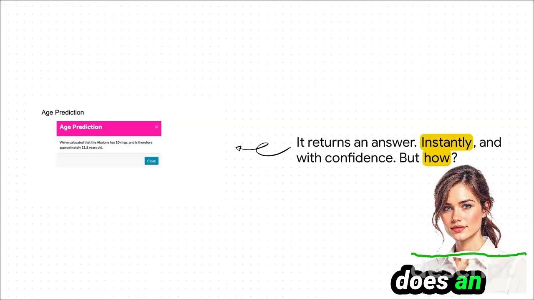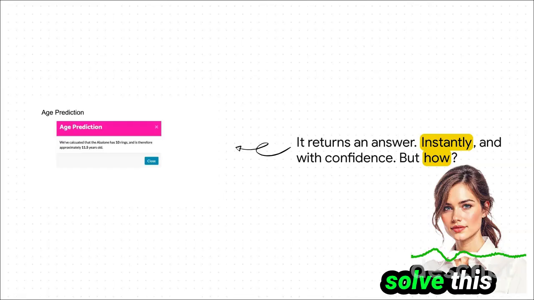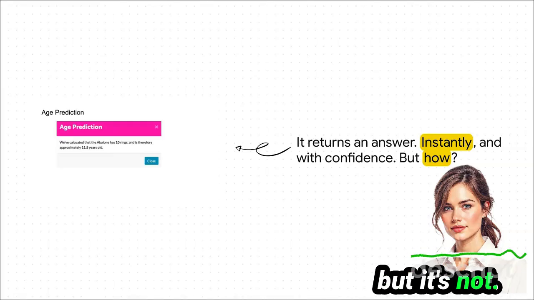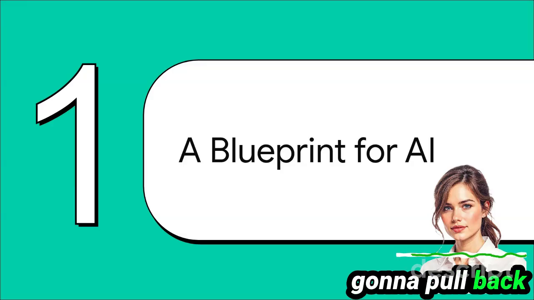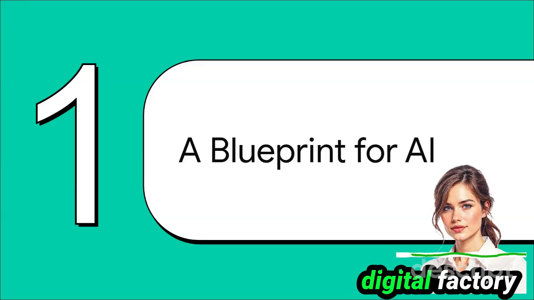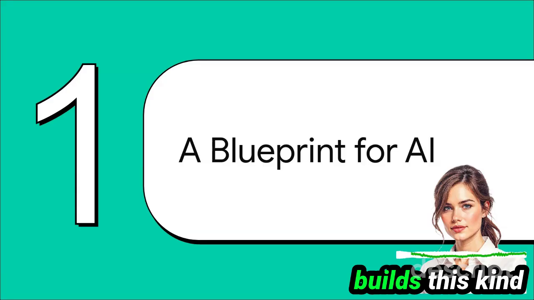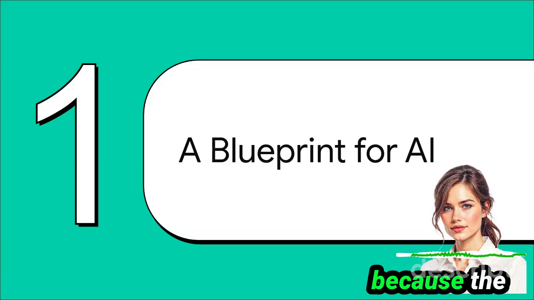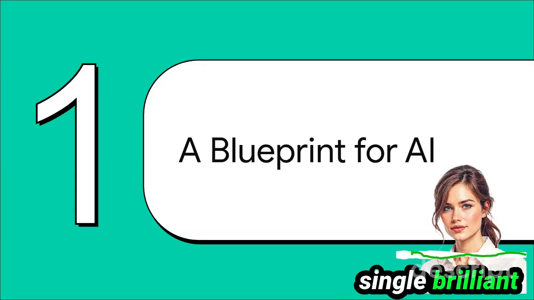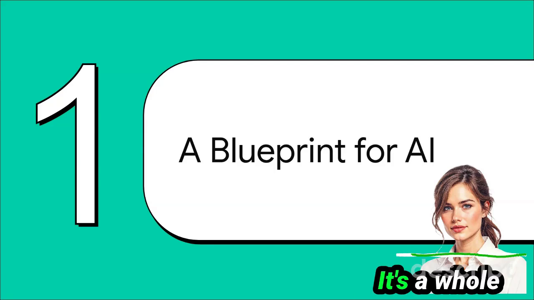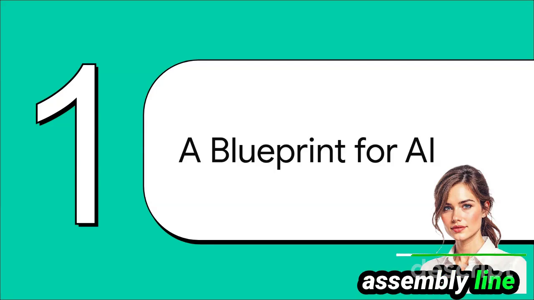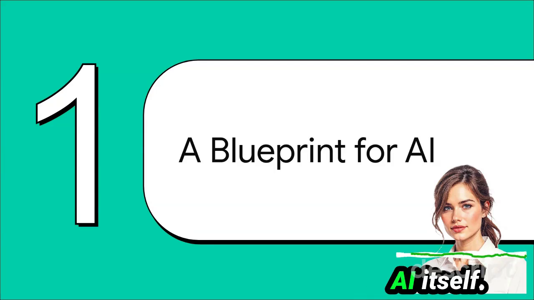How on earth does an application, something with no pulse, no biology degree, solve this kind of riddle of the sea? I mean, it feels like magic, but it's not. Today, we're going to pull back that curtain. We're going inside the digital factory that actually builds this kind of intelligence. Because the secret isn't some single brilliant piece of code. Nope. It's a whole automated assembly line for creating and maintaining AI itself.